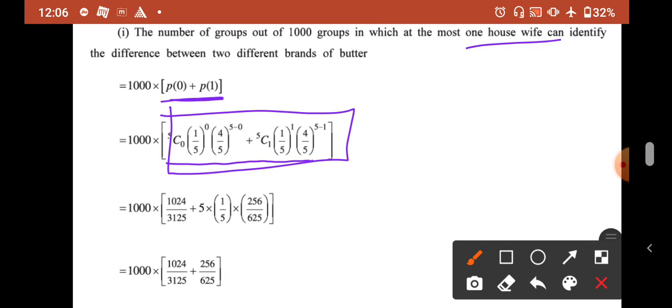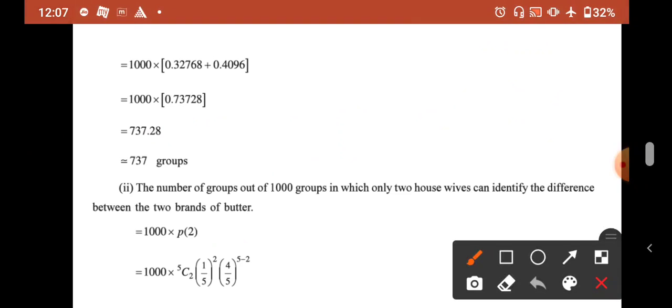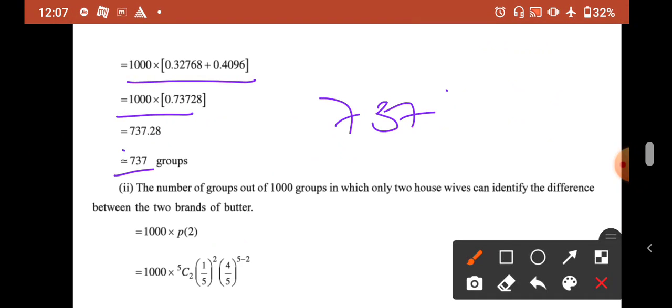This is your calculation. कैलकुलेशन करने के बाद उन्हें 1000 से मल्टीप्लाई करना है. क्यों? क्योंकि 1000 ग्रुप वर दैट, तो ये 1000 से बाद में मल्टीप्लाई करेंगे. पहले ये आंसर फाइंड कर लो. नाउ आफ्टर फाइंडिंग द आंसर, मेरे ख्याल से आप कैलकुलेशन तो कर ही पाओगे, है ना. तो ये मल्टीप्लाई किया, द आंसर इज 737 ग्रुप कैन आइडेंटिफाई.